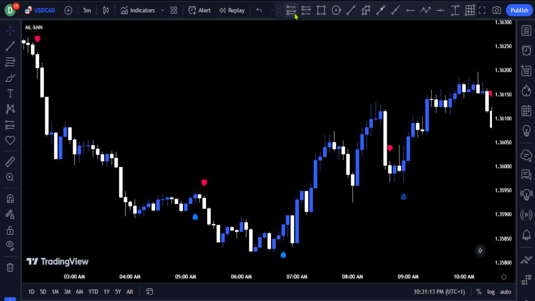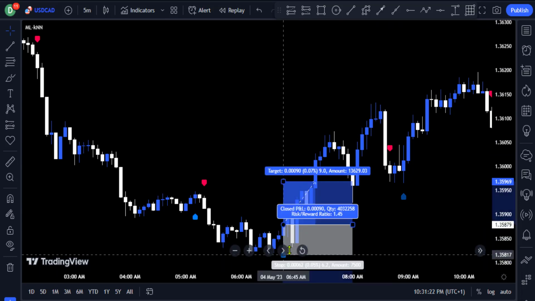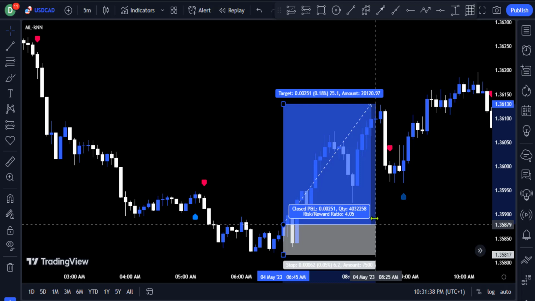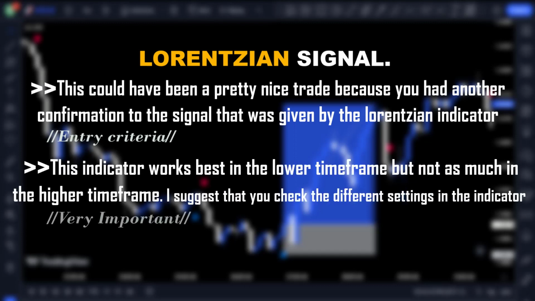And then you will grab the position tool and enter a long trade at the close of this candle, and set your stop loss just at this low here, and target a 4:1 risk to reward ratio. This could have been a pretty nice trade, because you had another confirmation to the signal that was given by the Lorentzian indicator. Now, this indicator works best in the lower time frames, but not as much in the higher time frames, and I suggest that you check the different settings in the indicator, so as to see what works best for you. Now, let's move on to the second indicator, which is the smart money indicator.